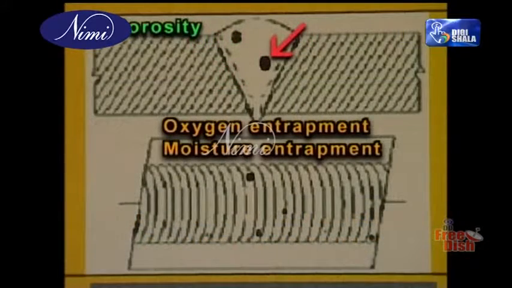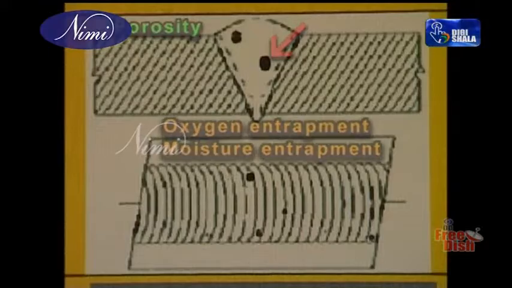There are different types of porosity. Porosity is due to oxygen entrapment and moisture entrapment in the weld pool. In the weld pool, when air tries to escape from the bottom of the pool, it leaves a void and becomes a gap inside the weld pool, and that is called porosity.